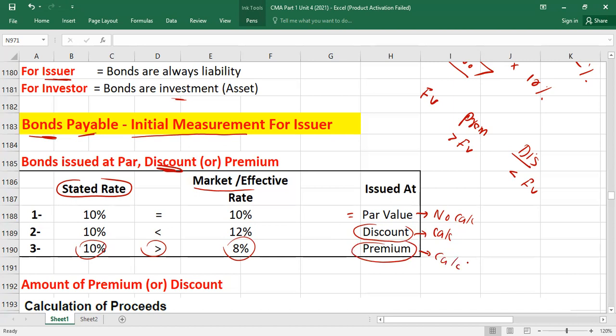Okay, so whenever you solve a question, the very first thing about initial measurement is that you have to look at two interest rates: what is the stated rate and what is the market rate? According to that, you will solve the question.